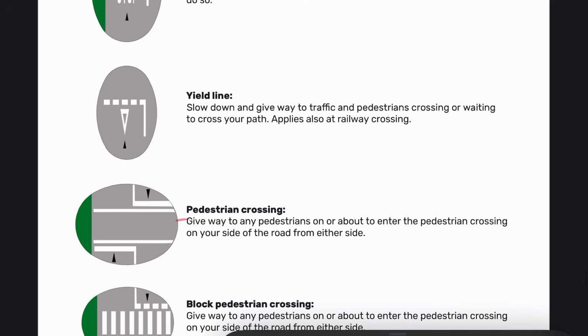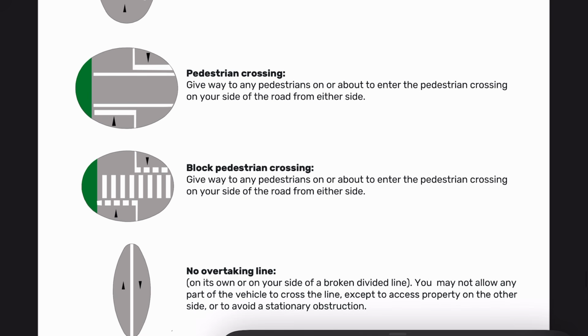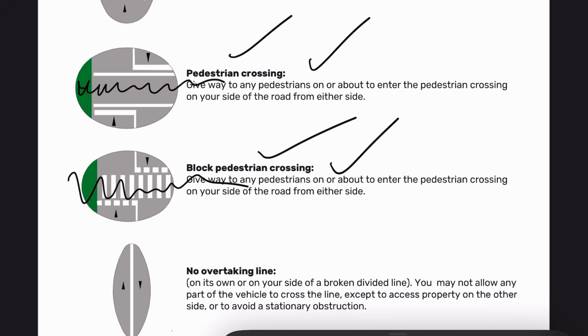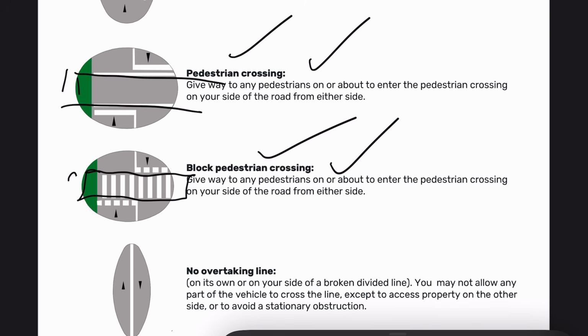And then now we move down to the pedestrian crossing and the block pedestrian crossing. The function for both is the same, which is to give way to any pedestrians. The pedestrians will cross the road there. What then is the difference between the pedestrian crossing and the block pedestrian crossing? It's just the marking. The block pedestrian crossing has blocks, while the other has lines where the pedestrians will cross the road. Simple and straightforward.